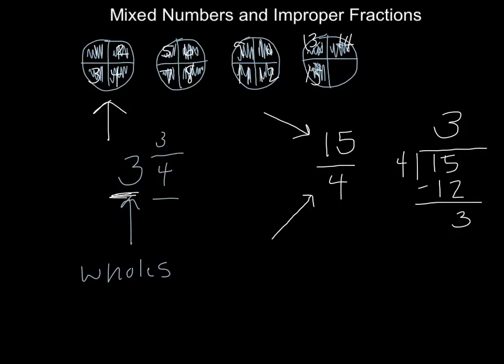We used to call this your remainder, but from now on, we're going to refer to it as your numerator. So you have 3 objects left over out of 4. So in order to change my improper fraction to a mixed number, I divide. The remainder becomes my new numerator, and the denominator stays 4.